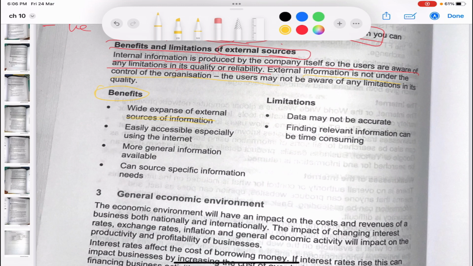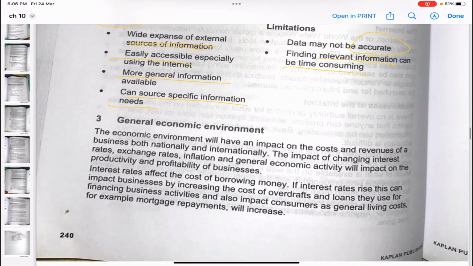So what are the benefits? Wide expanse of external sources of information, easily accessible, more general information is available, can show specific information needs. What are the limitations? Data may not be accurate, finding relevant information can be time consuming. Because there is a lot of information available, it can take a considerable amount of hard work and time in order to find something which is of your interest.